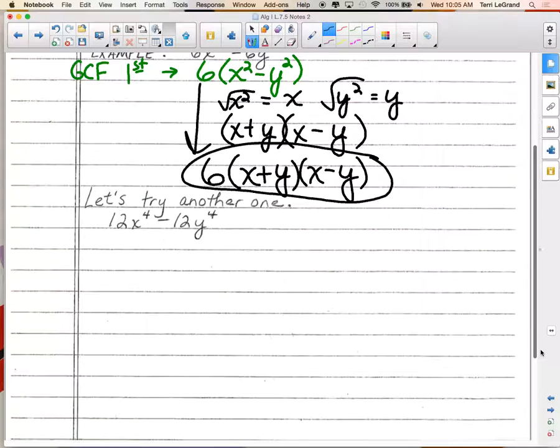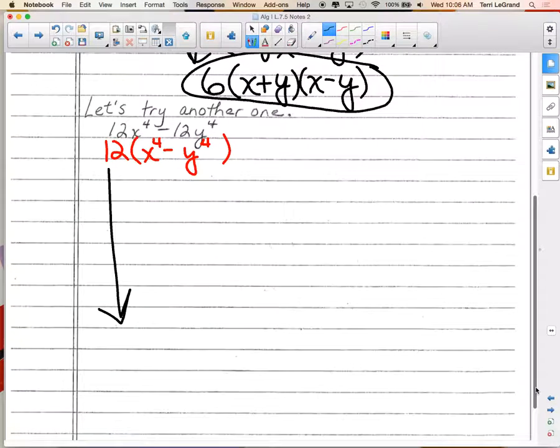Let's try another one. How about 12? Is 12 a perfect square? No. Well then let's get it out of there. And let's not make this so hard this time. What's the other factor then? x to the 4th minus y to the 4th. Okay, 12, you're going to stay 12 for now. We're going to arrow you down.